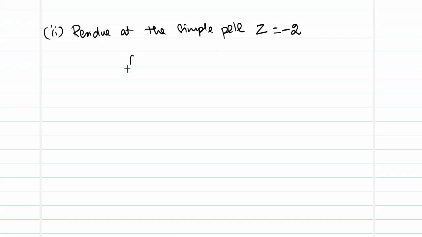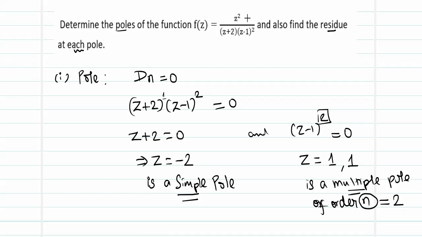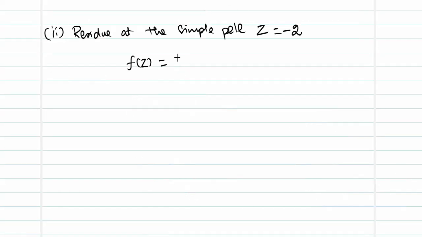What is my function f of z? My function f of z is z square divided by z plus 2 into z minus 1 the whole square. Now what kind of pole do we have? We have a simple pole. Now we need to find the residue at the simple pole. Now it's time to recollect the formula for the simple pole.